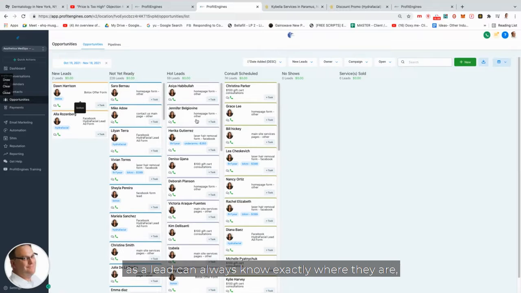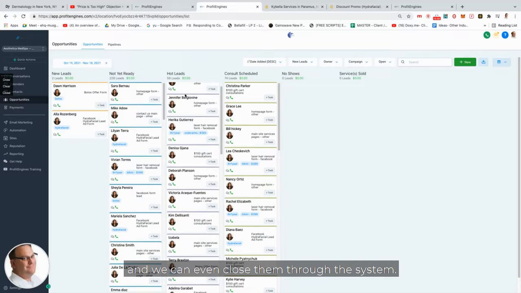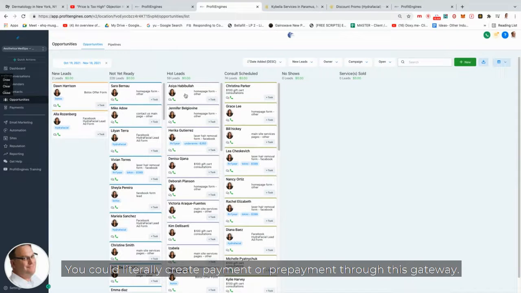When they come through as a lead, you can always know exactly where they are. But we also can communicate to them directly through this system, and we can even close them through the system. So it's also a payment gateway. You could literally create payment or prepayment through this gateway.